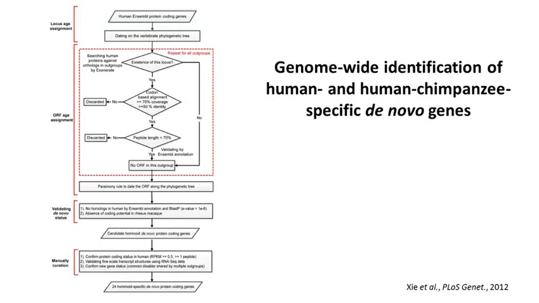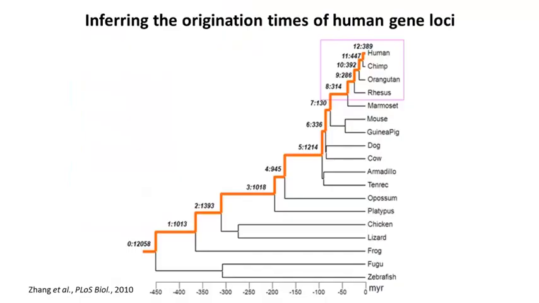Most of the data and software we used come from the public bioinformatics resources that I showed you earlier, such as the genomic sequences, Ensembl annotations, BLAST, etc. The pipeline has three main steps. The first step assigns the origination time of the genomic locus.